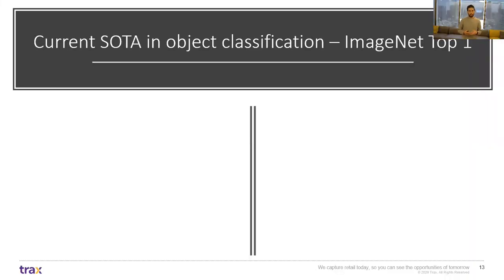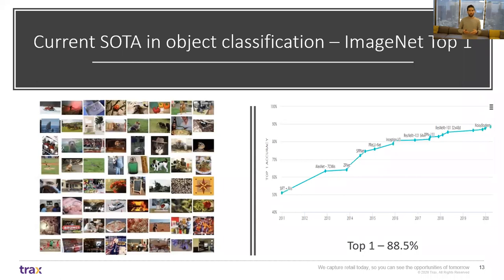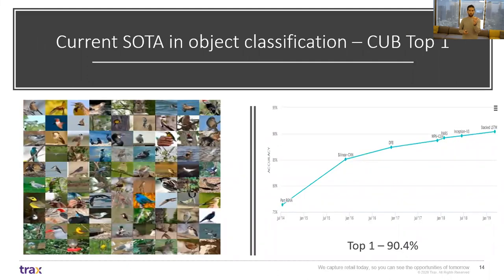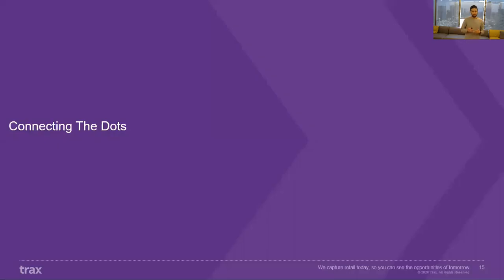Let's see what is the state of the art in object classification. I picked two different benchmarks. The first one, probably the most known and biggest benchmark, is ImageNet. And if we look at the top one accuracy, we can see that up to date, the best performance is 88.5%. And if we go to a fine-grained recognition benchmark, CUB, which is the most familiar in this segment, then the top one accuracy is 90.4%. So obviously, there is a gap between current state-of-the-art AI capabilities and the retail business needs.